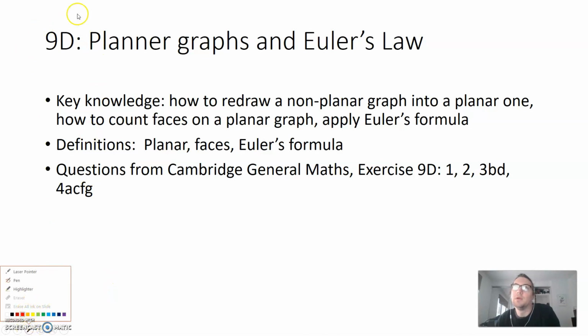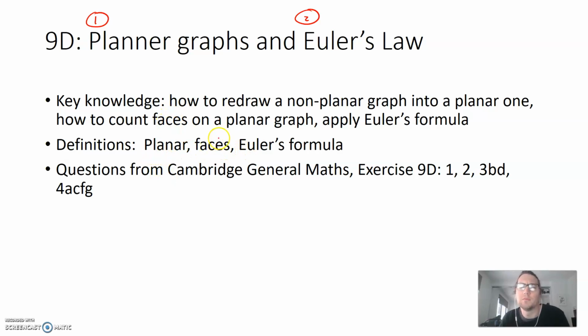First thing would be planar graphs: what that means, and the difference between a planar and a non-planar graph. The second thing would be Euler's Law: what that is and what it means. These are the key definitions. There are just three from today. You're going to know what those words mean and how to apply them, and then these questions from exercise 9D from the Cambridge text. All the examples are from Cambridge.